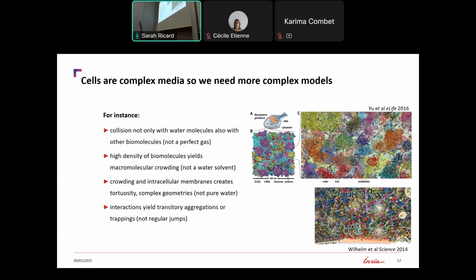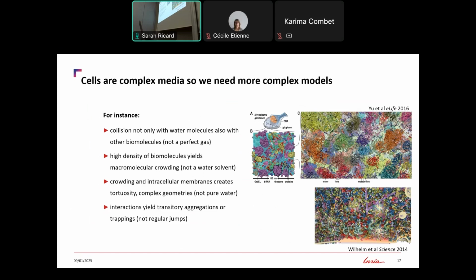And also, because you have molecules, you have interactions. For instance, you have electrostatic interaction. You can have van der Waals interaction. And because of this interaction, your random walker sometimes is stopped, it's trapped. And because it's trapped, this is not just a random walk. So that's because of that the cells are so complex in terms of medium that one needs more complex models.